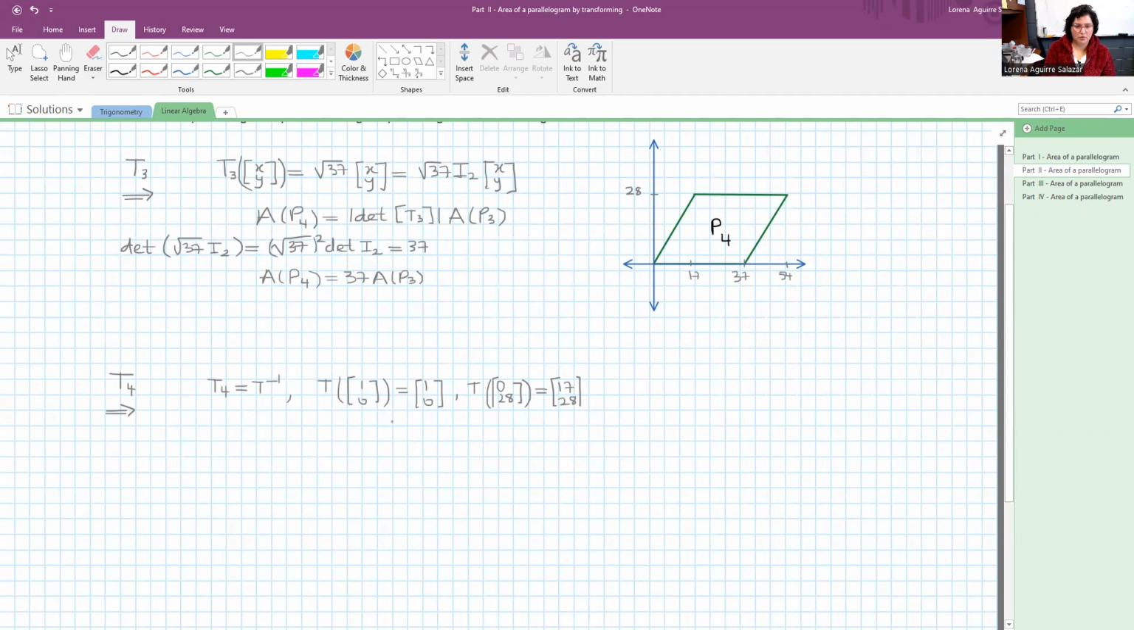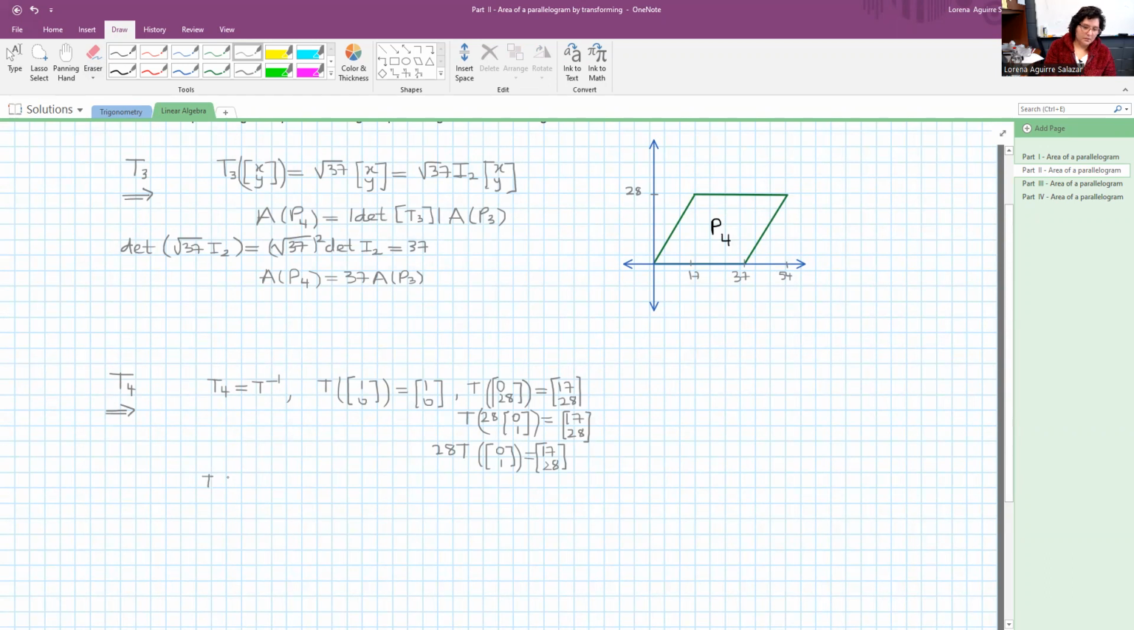For such a transformation, we're thinking of mapping, according to the last bit we wrote, 28 times (0, 1) into (17, 28). So we can solve for T of (0, 1), because the 28 can come out, given that our T is a linear transformation, so constants can be pulled out. This equals 1/28 times the vector (17, 28).